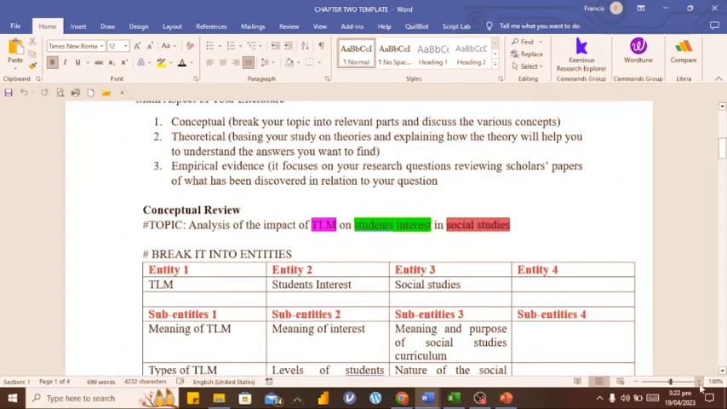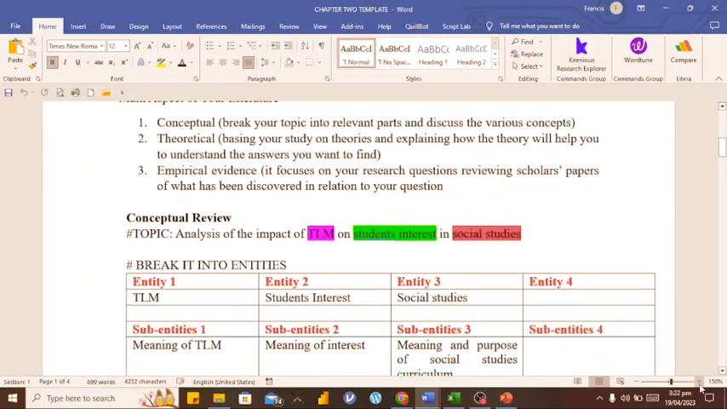So you can see that. If this is my research topic, then you break your research topic into entities. Based on your research topic, what are some of the variables or the things that you think are very important? You can see the analysis of the impact of TLM. TLM is very important. Student interest is also very important, and social studies is also very important. So you have to break the topic down.